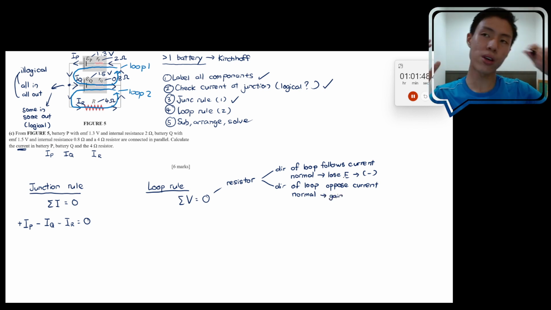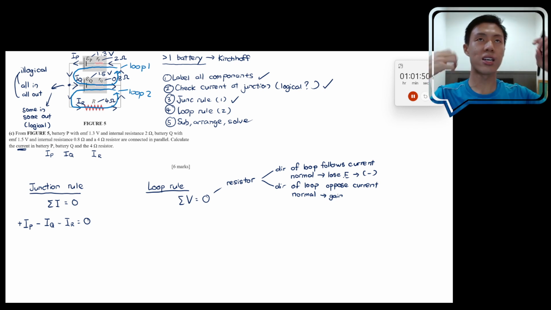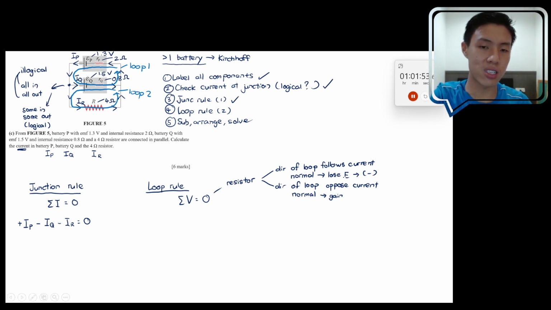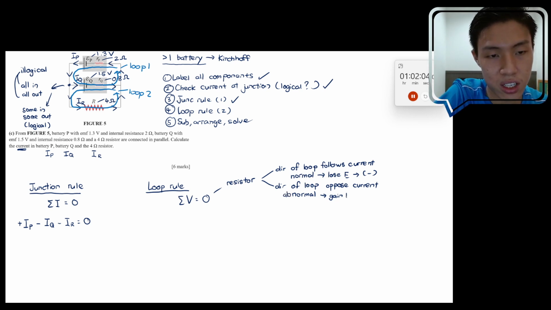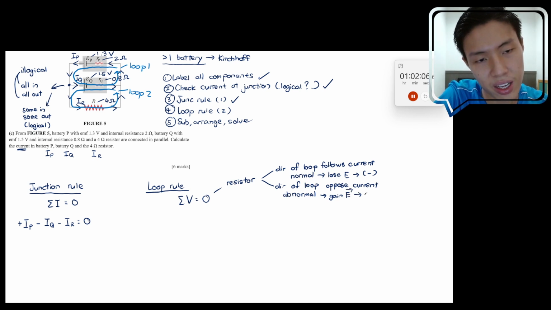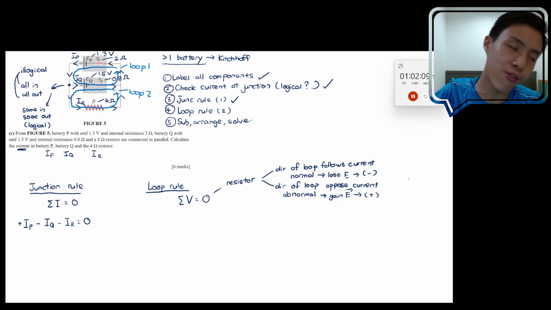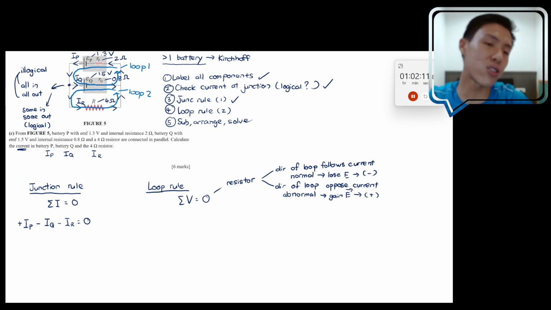Because usually if you have current flowing through resistor, your current will lose energy to give to the resistor. That's why technically you should lose energy for the normal way. So abnormal will be gaining energy, and gaining energy will be positive. It's true concepts. If you have current flowing through resistor, the current gives energy to the resistor, so the current loses energy. That's why it's negative. The opposite way will be gain, so that's why positive.